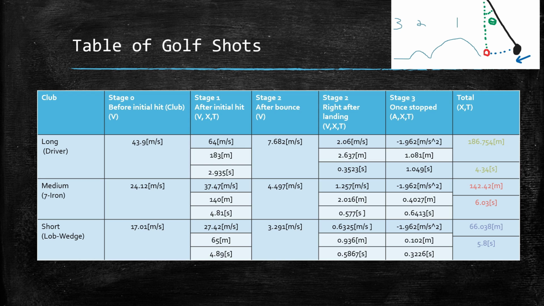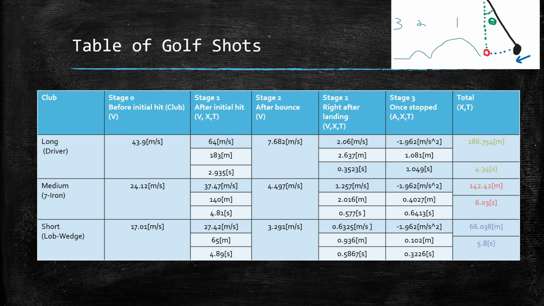Here's a collection of all of our data. We have the velocity of the golf club at stage 0. We have the velocity of the golf ball, the distance the golf ball traveled, and the amount of time it took for the golf ball to travel that distance for stage 1. We have the velocity after the bounce of stage 2. We have the velocity, distance traveled, and time it took the ball to travel that distance for the projectile motion resulting from the bounce, which is the second part of stage 2. And we have stage 3, where the ball is rolling and comes to a stop.